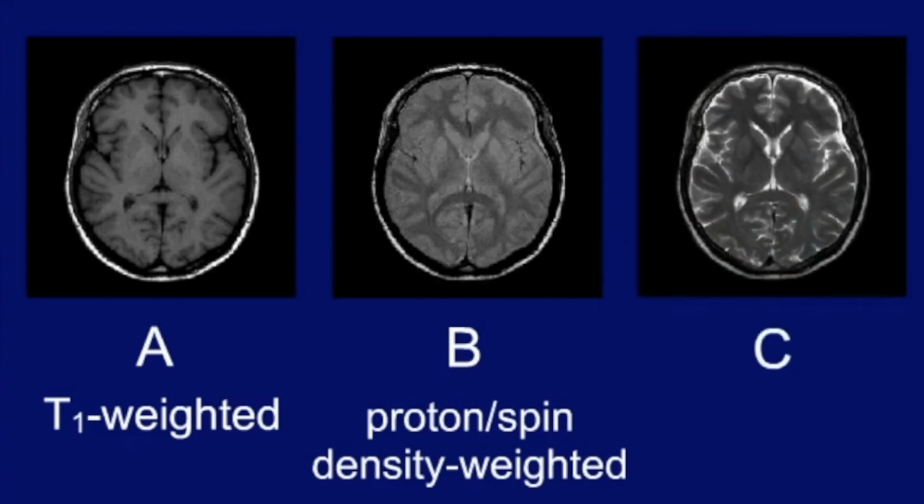In C, CSF has a higher signal intensity than grey and white matter. The image is T2 weighted. These are rules of thumb only. Actually, to be really sure, you'd have to look at two images taken with different imaging parameters.